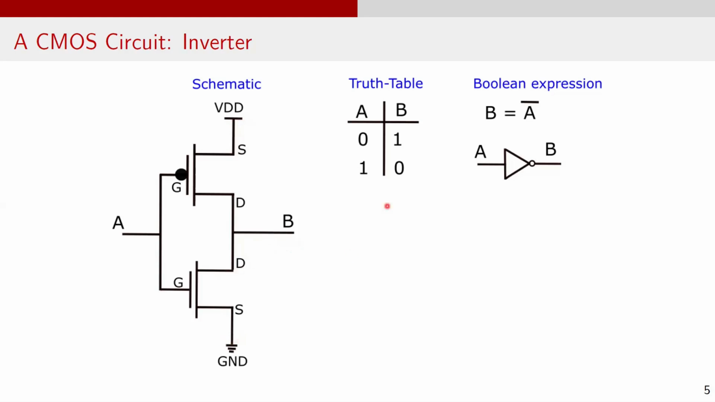If we summarize the functionality of this inverter circuit, when input A is 0, output B is 1, and when input A is 1, output B is 0. This behavior can be expressed as a Boolean expression as B equals A bar, or not of A. This is the logic gate symbol for a CMOS inverter.